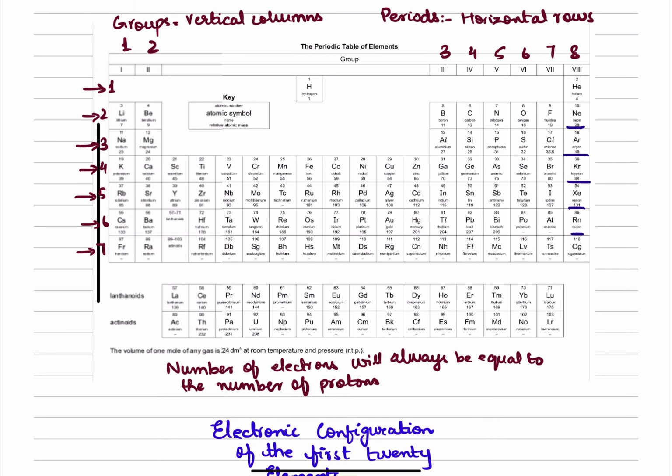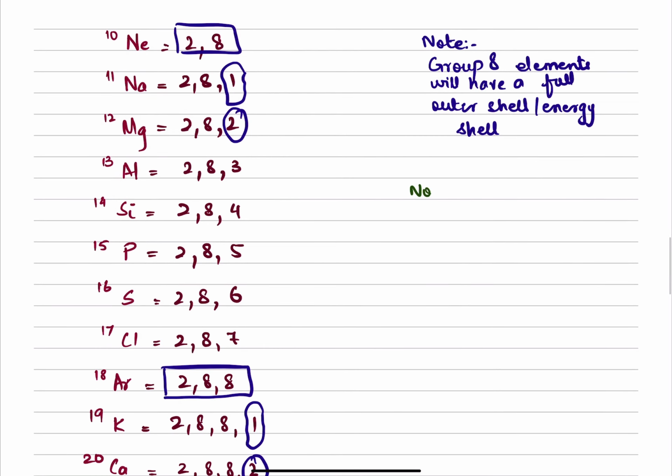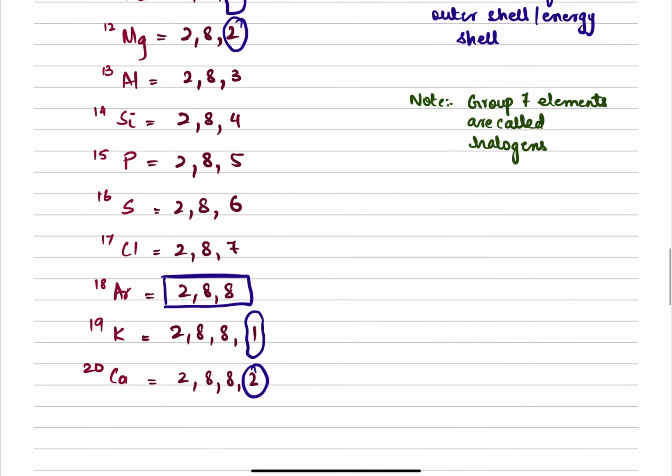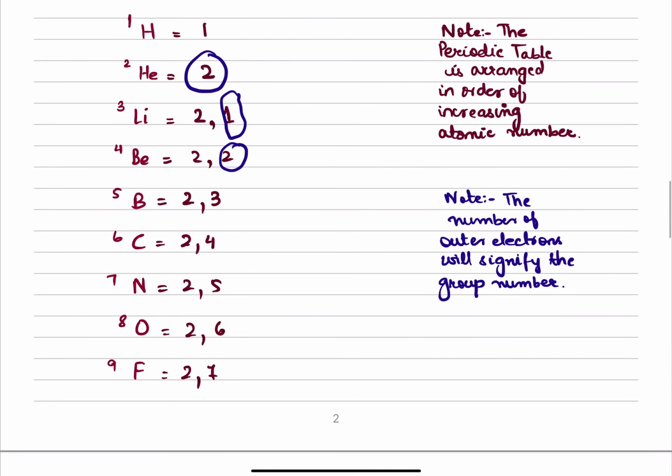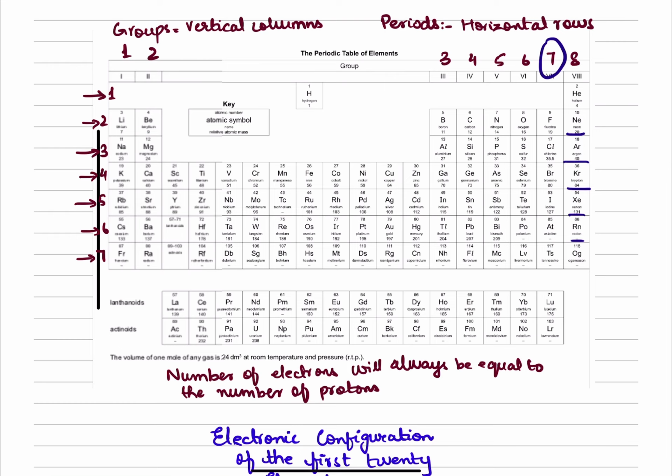For your syllabus purposes, group number 1, group number 7, and group number 8 are super important. They ask a lot of questions in the exam related to these group elements. These group 7 elements are called halogens. So I will also write that point. Note, group 7 elements are called halogens. And these halogens, as you can see, you have chlorine here, 7 electrons in the outer shell. You have fluorine here, 7 electrons in the outer shell. So these halogens have 7 electrons in the outer shell.